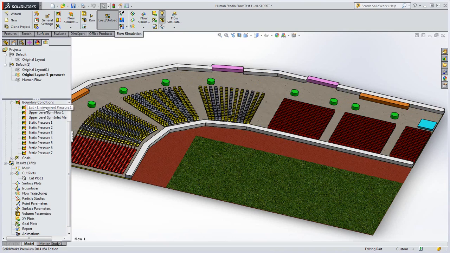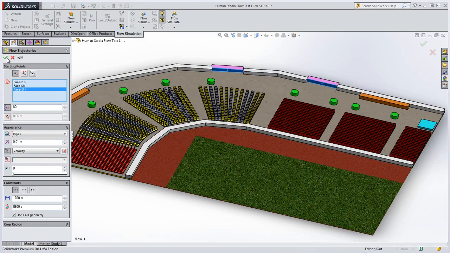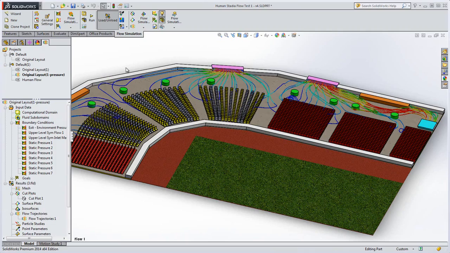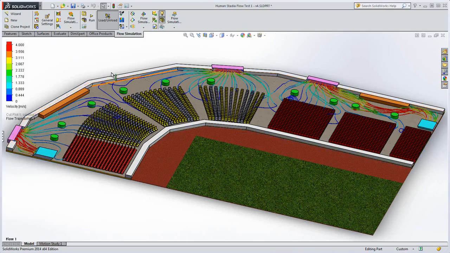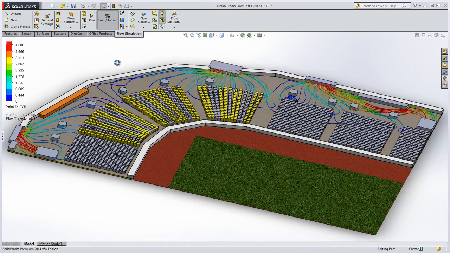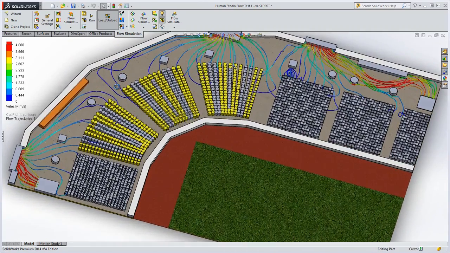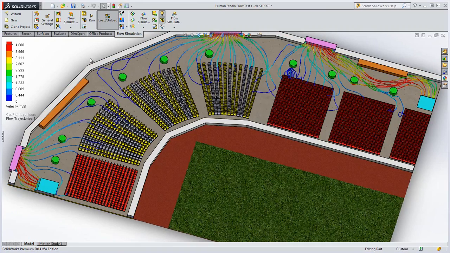Looking at flow streamlines is a great visual aid to understanding a flow field. By selecting the stadium exits, you can see where the majority of the flow, or in our case people, are coming from. In this study, most of the flow is coming from the upper level stairs and the rear of each section of seats.